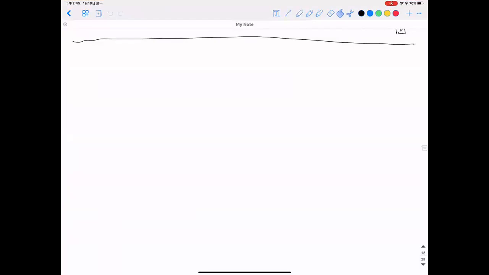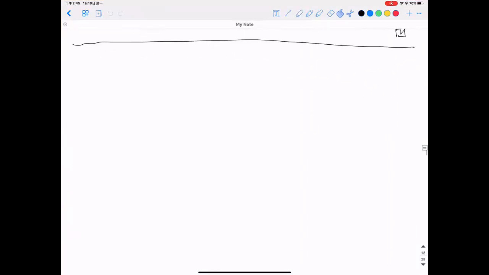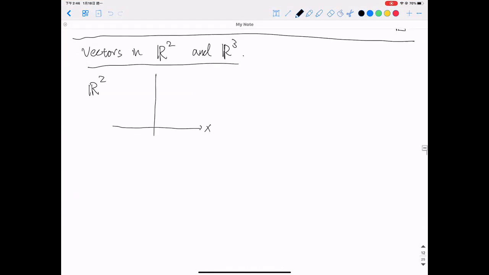All right, so we're gonna spend some time on vectors. Vectors in R2 and R3. So you know what R2 is. It's usually depicted by the XY plane. And a vector, right here is the origin. A vector is usually depicted by a pair of points, a pair of numbers like that.